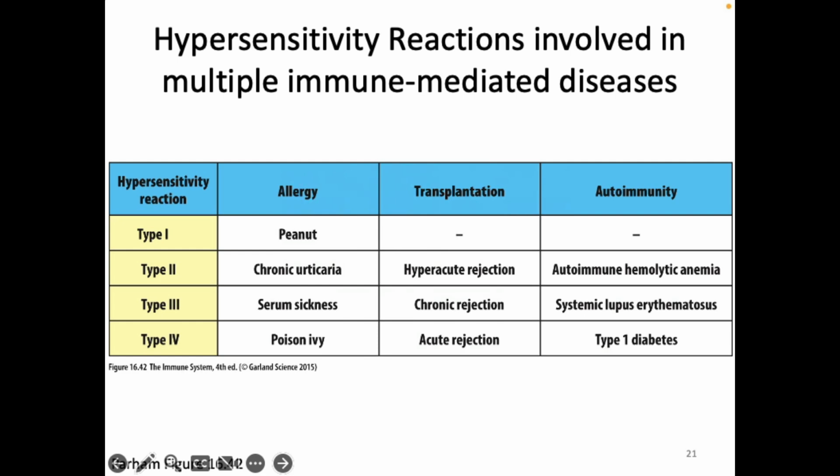But when we start doing allergies, I'm gonna give you examples of type 1, type 2, type 3, and type 4. And when we do transplantation, I'm gonna give you examples of type 2, type 3, and type 4. And I would be doing the same thing when I talk about autoimmunity. And so you're going to get to know these mechanisms pretty well in some of the other settings.